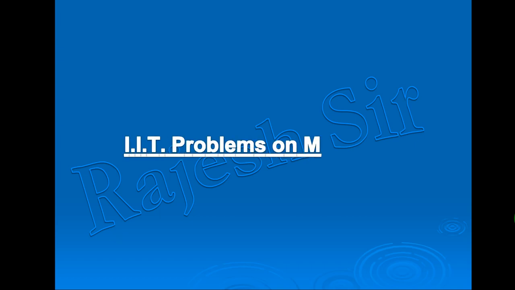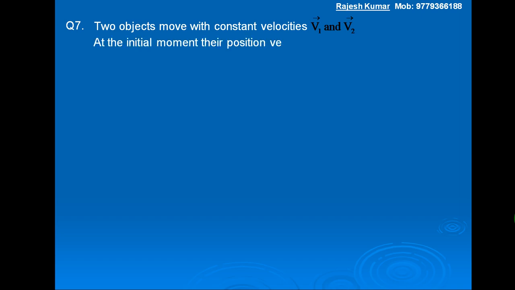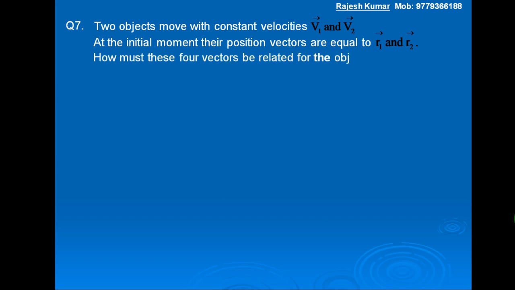Students, now we will discuss IIT problems on mechanics. Next problem is question number 7. Two objects move with constant velocities v1 vector and v2 vector. At the initial moment, their position vectors are equal to r1 vector and r2 vector. How must these four vectors be related for the objects to collide?